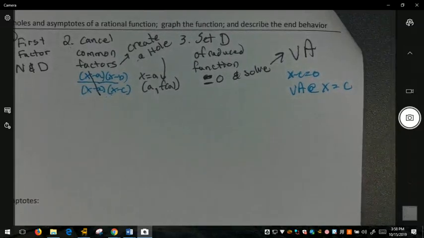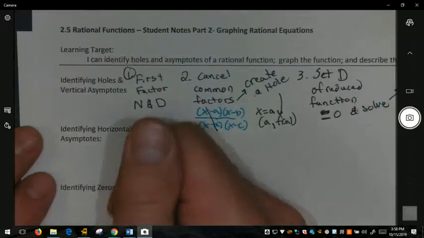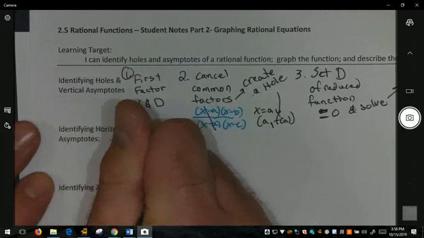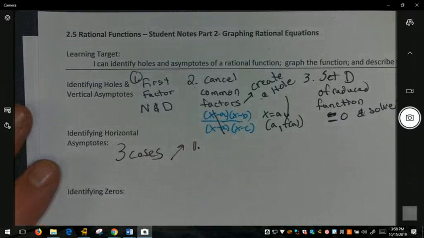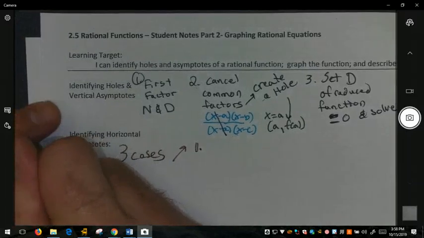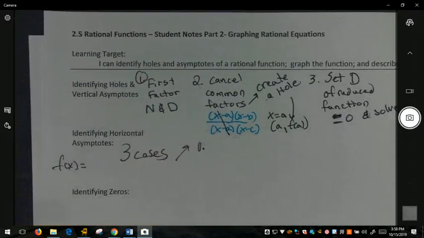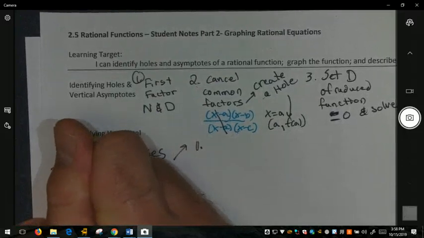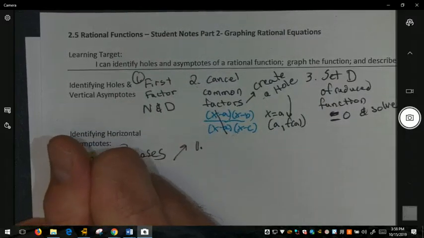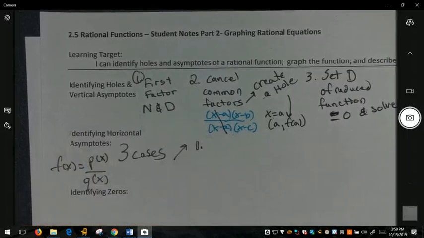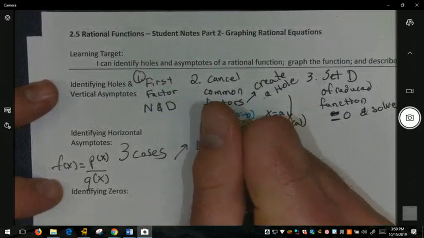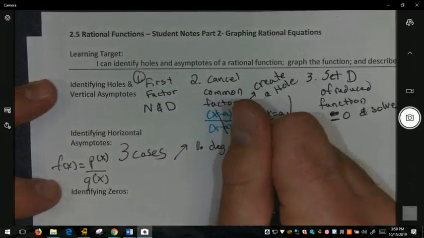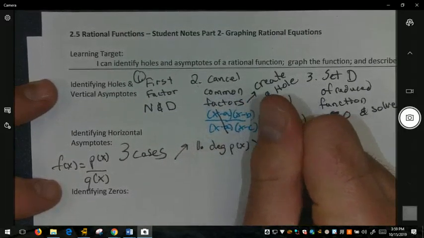Identifying horizontal asymptotes. There are 3 cases for horizontal asymptotes. First off, we have our function, just as in the last video, defined as a polynomial function p of x in the numerator, a polynomial function q of x in the denominator. Case 1, the degree of p of x is greater than the degree of q of x.